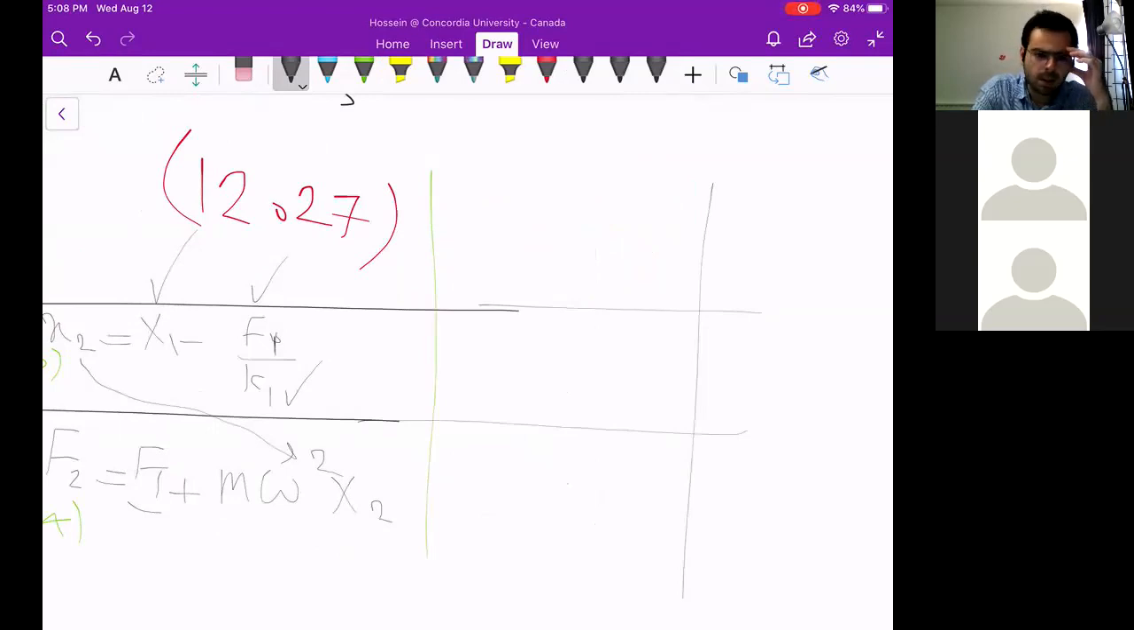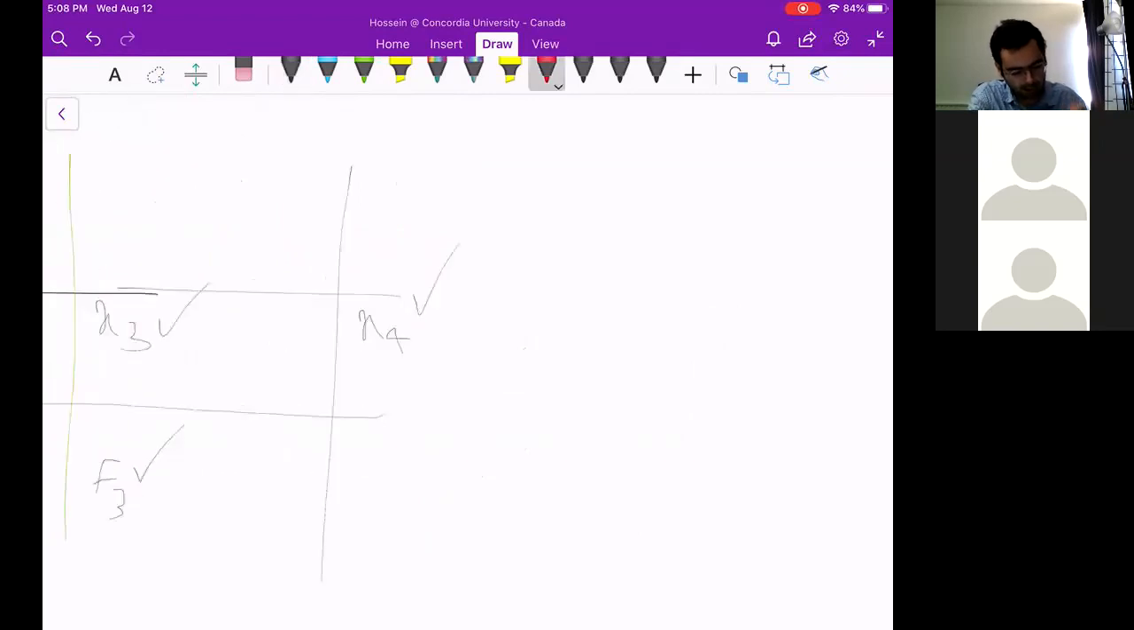Sorry, I didn't hear you. I said, when do we stop? When we get f equal to 0? Very good question. As soon as you get f2, you will go for x3 and then f3, and as soon as you obtain x4, the last step is very important. The last step, for the last force, this should be 0.